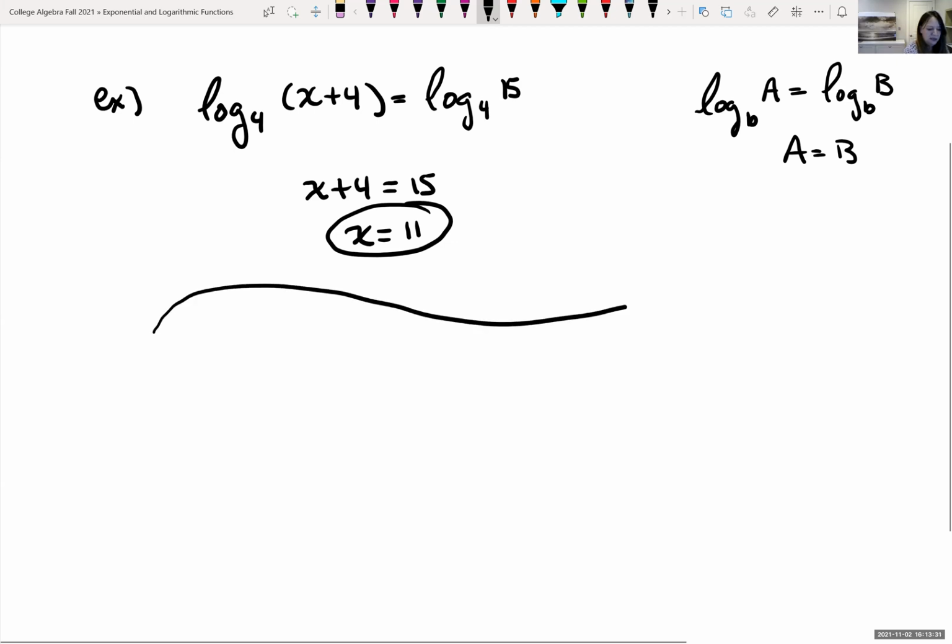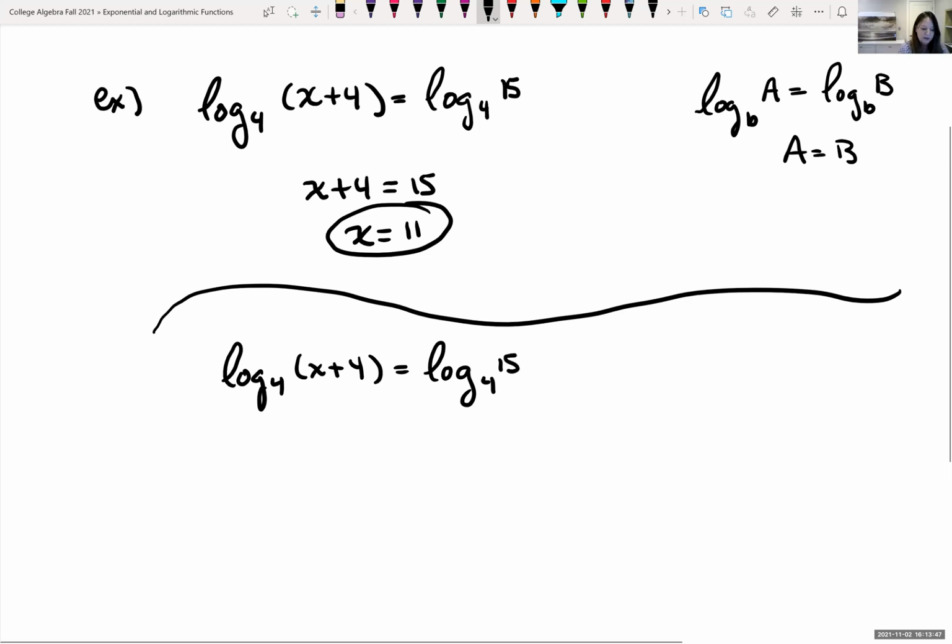Well, let's say you didn't see that. Let's try this a different way. So if there's more than one log in your equation, get them all to one side of the equation and rewrite it as a single log. So I could subtract log base 4 of 15 here. So this would be log base 4 of x plus 4 minus log base 4 of 15. This would now equal 0.